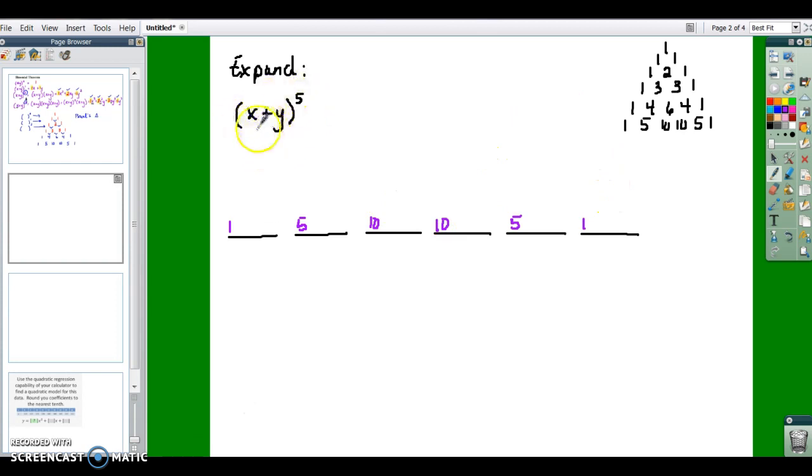Now, I'm going to go to my binomial. Whatever the first term is, in this case it's x, I'm starting at the 5th power, and I'm going to reduce it by 1 as I go from one term to the next. So here, it would be x to the 5th. Here, it would be x to the 4th. Here, it would be x to the 3rd. Here, it would be x squared. Here, it would be x. Here, it would be x to the 0, which is just 1, so I'm not even going to write it there.